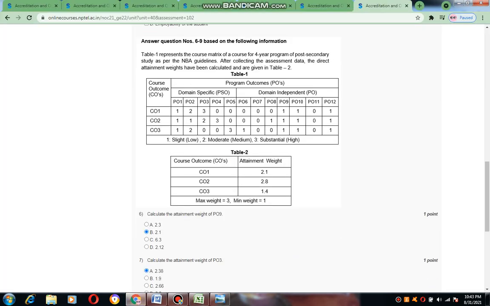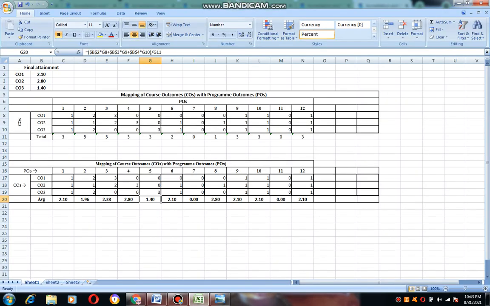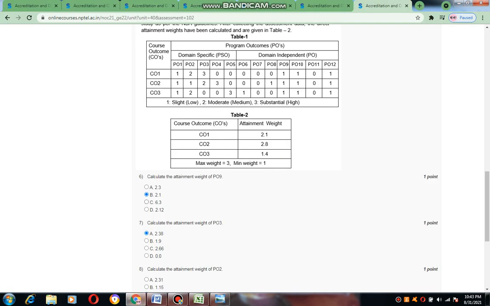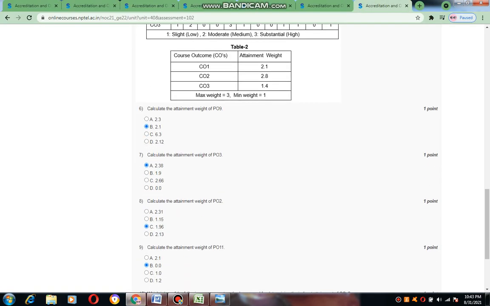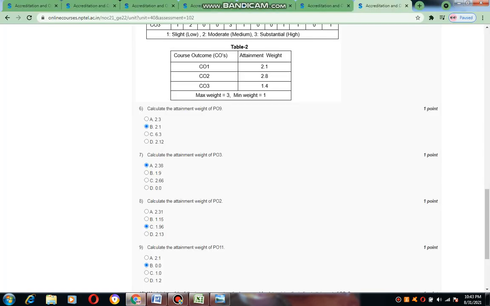What is the answer here? Calculate the attainment weight of PO9. What is the value of PO9? I got 2.1, so I selected 2.1 here. Calculate the attainment weight of PO3. What is the weight of PO3? 2.38. I have selected 2.38 here.